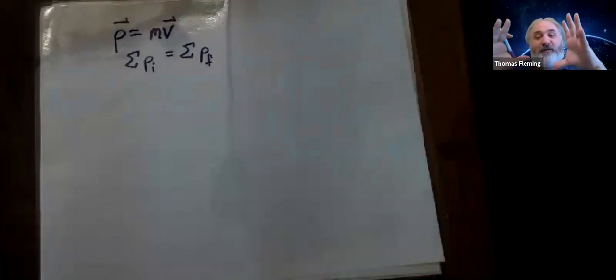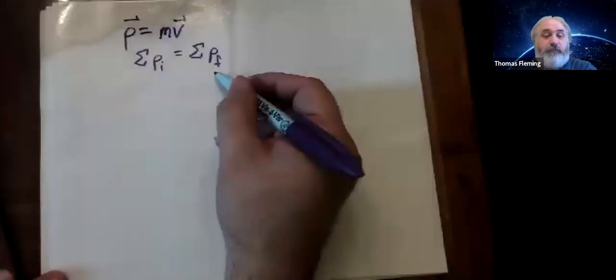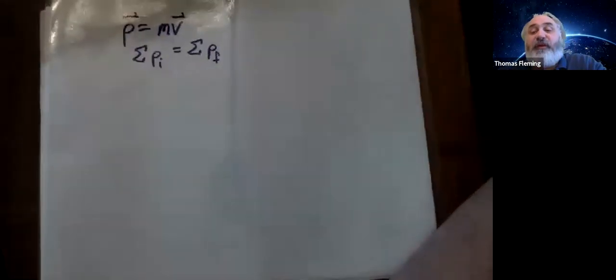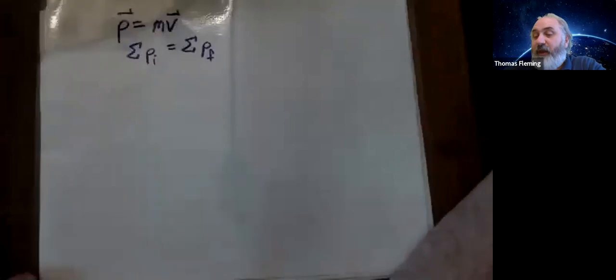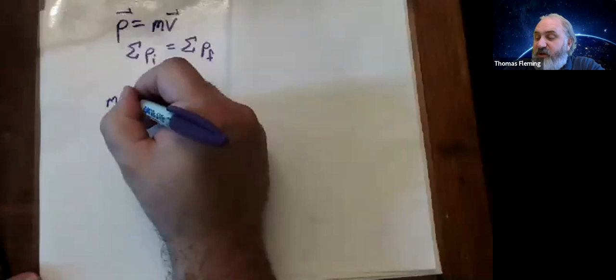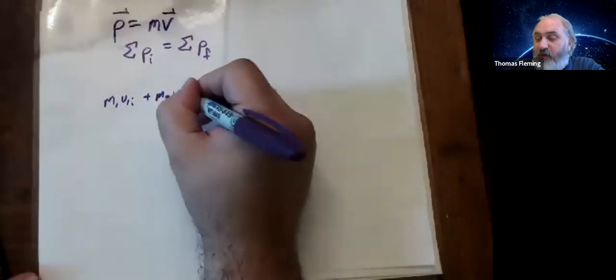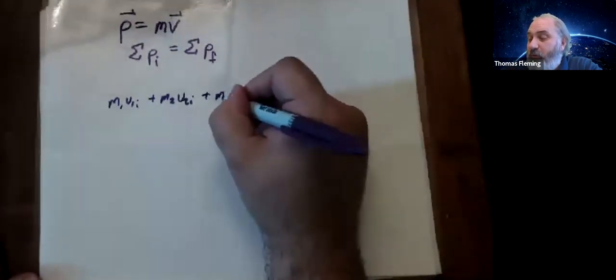Whatever total momentum I had before will be the same as the momentum I have after. And that's this. Boom. I have, let's say, 2 objects in one dimension, then it'll be the mass of the first object times the starting velocity of the first object plus the mass of the second object times the starting velocity of the second object. If there's more objects, I'll just keep adding more things.